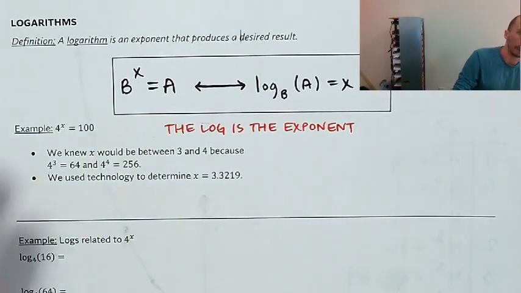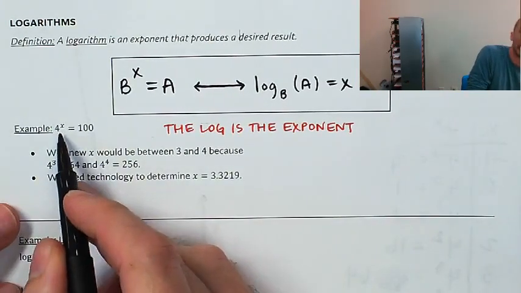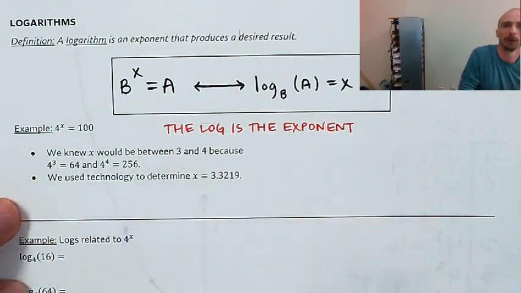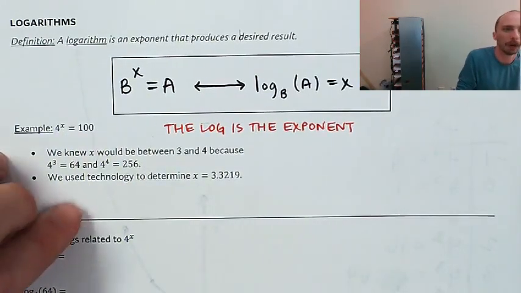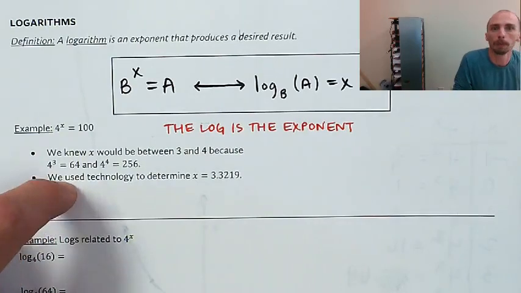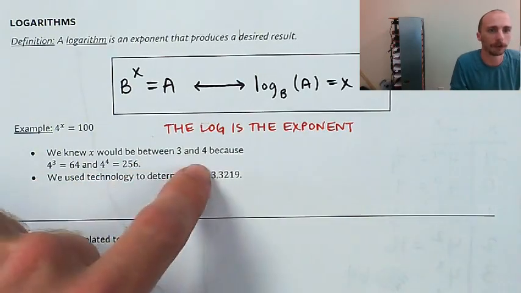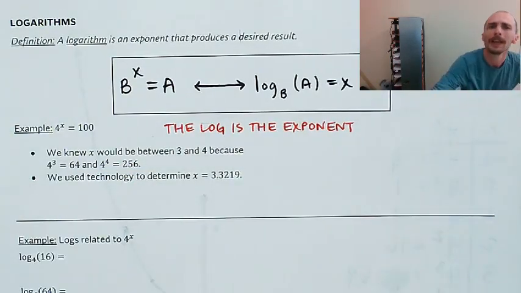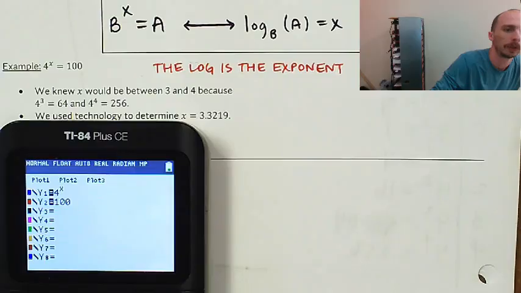So over in the previous example where we were tasked with solving 4 to the x equals 100, we were like, okay, I don't know. It's between 3 and 4. Oh, whoops, I forgot to use technology to determine x is 3.3219. Let me show you how you would do that.